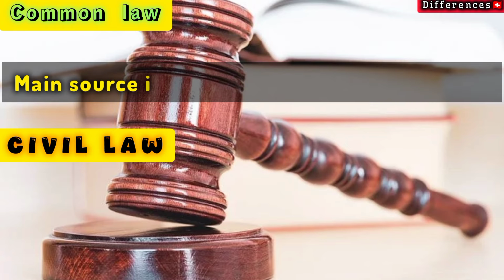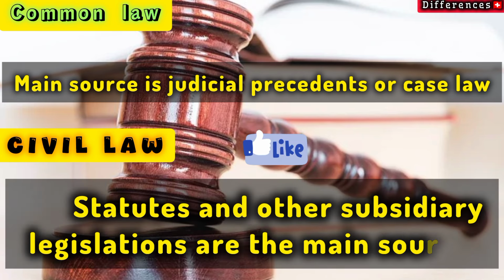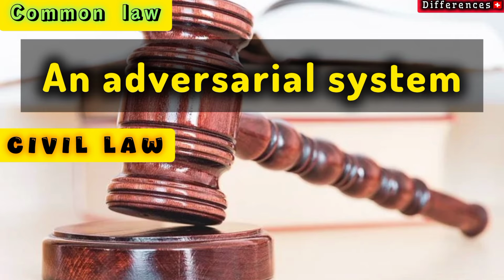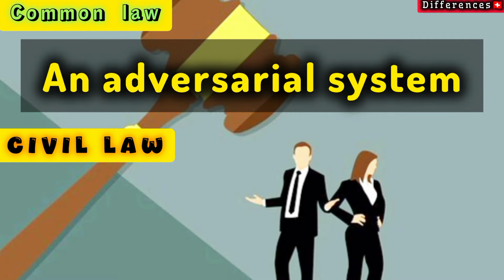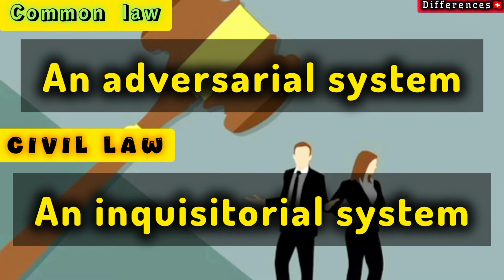Common law's main source is judicial precedents or case law, while in civil law, statutes and other subsidiary legislations are the main sources. An adversarial system in common law, while an inquisitorial system in civil law.